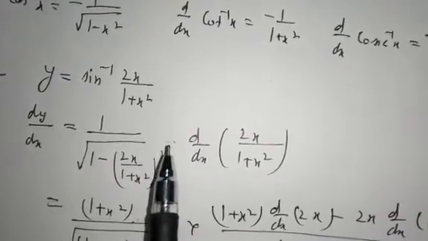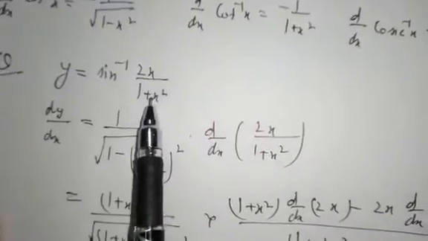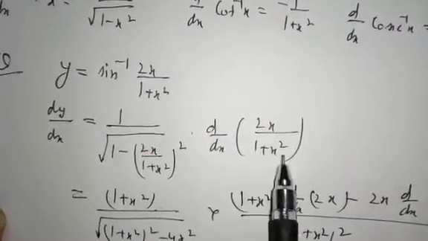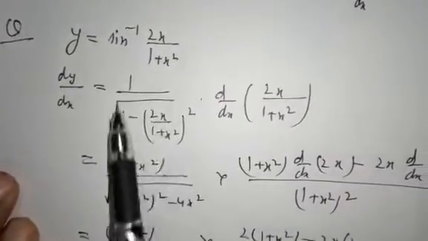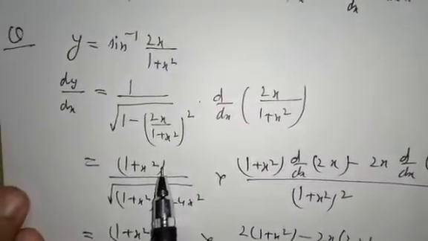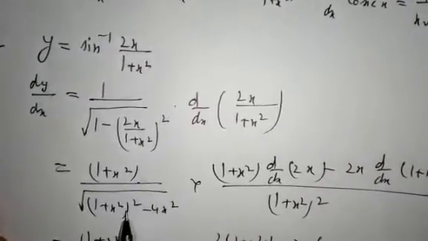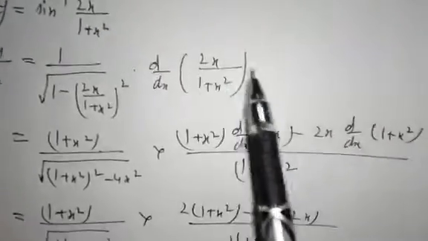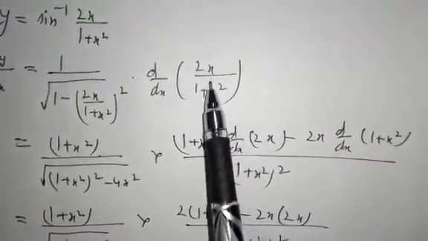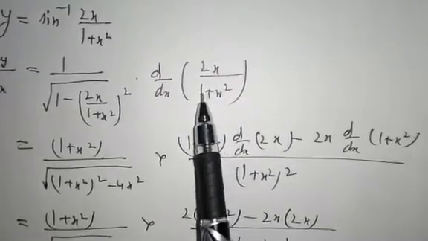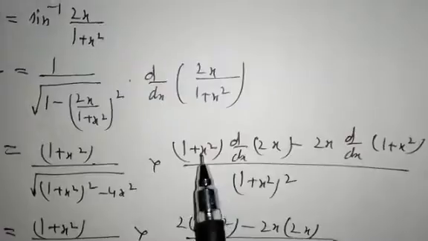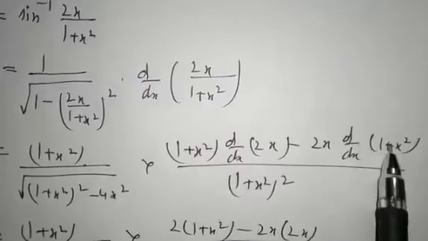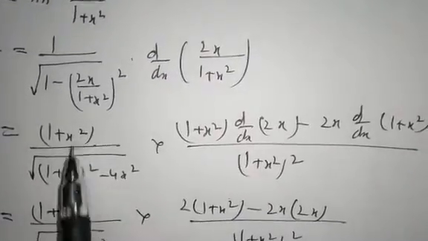According to the chain rule, when in place of x something else is there, we then take the derivative of that again. So now we are taking the derivative of 2x upon 1 plus x square. After simplification, this part is 1 plus x square upon under root of 1 plus x square whole square minus 4x square, and we are using the quotient rule for the derivative of this one. We take the square of the denominator as it is, then differentiation of numerator minus numerator as it is, times differentiation of denominator.